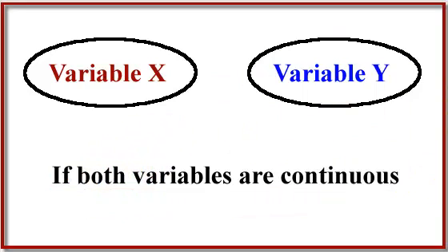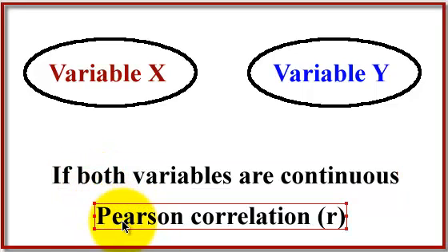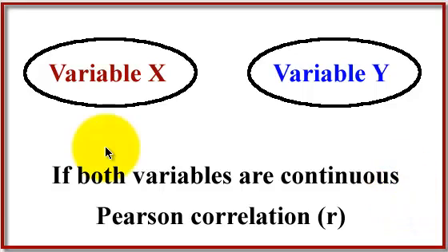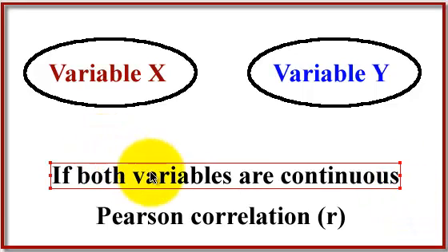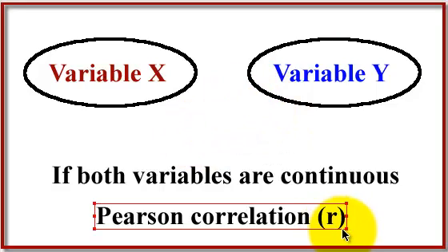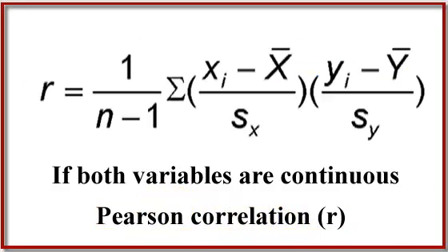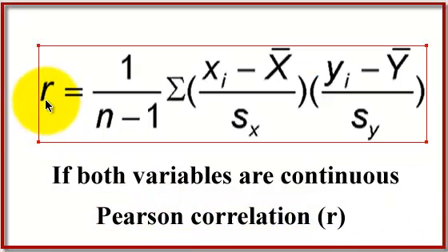If both variables are continuous, meaning a scale or a score, just a regular number variable, we're supposed to use the Pearson correlation. I'll say that again. The Pearson correlation is used in comparing two continuous variables, looking for a relationship. We mark that with the little letter r. So little r means the Pearson correlation. That's the test statistic. There's the formula for it.